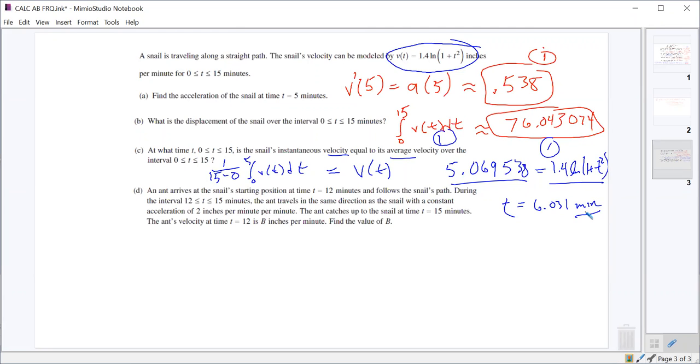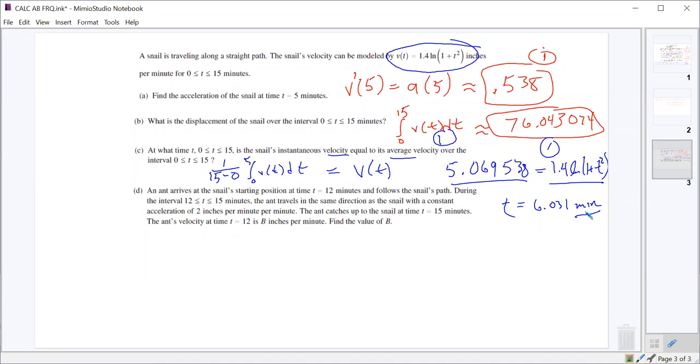Good or no? Good. Any questions on A, B, or C before we move on to D? Everyone's good? All right, part D.